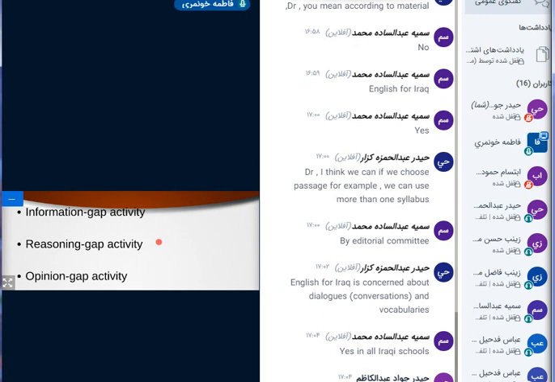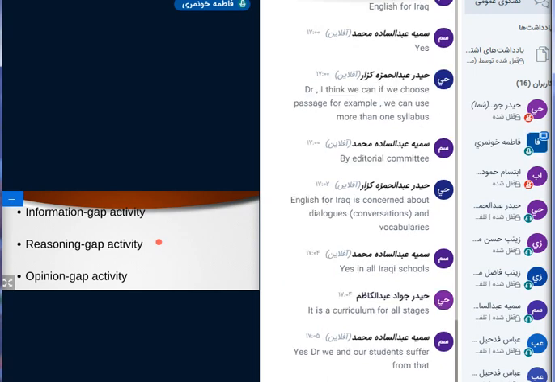A very famous example of a reasoning gap activity is one task, which is named the hot air balloon task, designed by Skehan to show how planning for a task is really important. In this balloon task, there is a hot air balloon that has several passengers. They are traveling, and all of a sudden they come across a problem. There's something wrong with this hot air balloon. At any moment, it might crash.